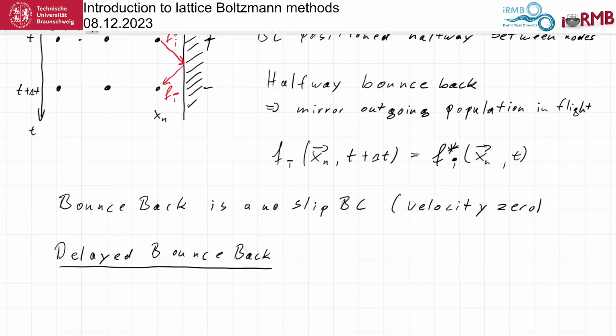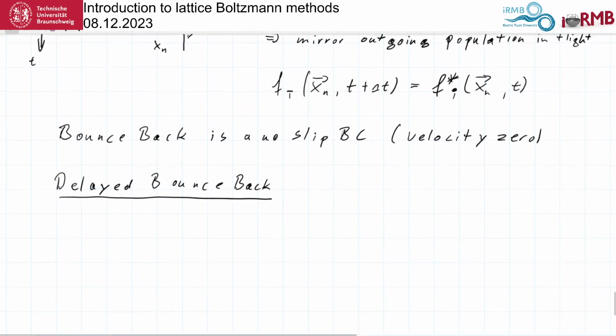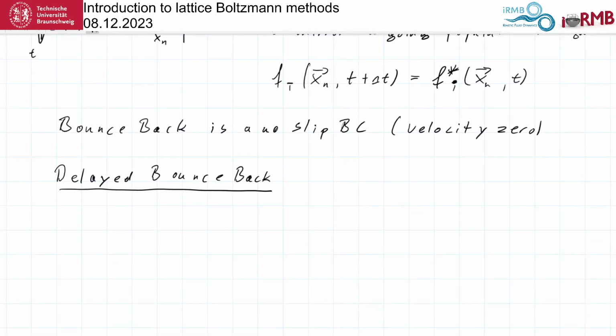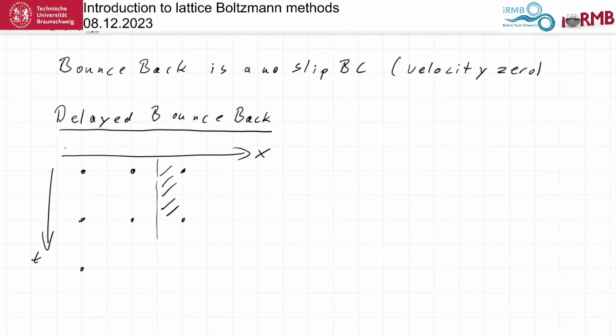Some people say this is less accurate, but I kind of disagree, because when something goes unstable, then it's obviously inaccurate, right? Okay, so what is the delayed bounce back doing? We have our diagram again, so this is something we'll make a lot of use of here. So it's x and t, and we have our nodes. And let's say here's the wall, and I need one time step more.